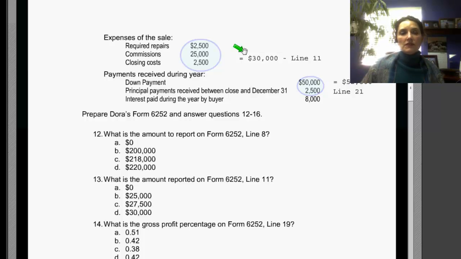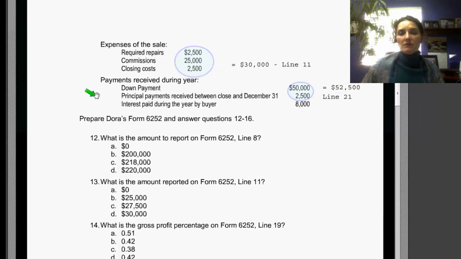Next, we look at the payments that she received during the year, and we made it pretty simple here. We didn't even ask you to add things up on an amortization schedule. We simply told you how much she had received in payments. Those payments are shown right here, $50,000 down, $2,500 in total monthly payment by the end of the year. So that gives her $52,500 of payments received during the year, and those are reported on Form 6252 on line 21. Finally, we have interest that she received on the sale during the year, and that needs to be reported on Schedule B on line 1. So let's take a look at this finished return for Dora Explorer.